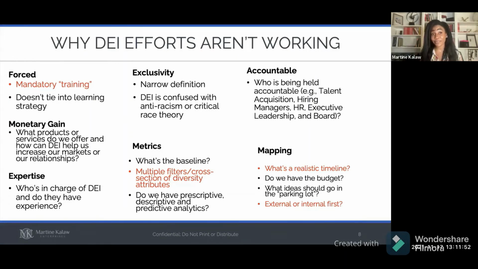And of course, the board, right? So we want to make sure that we know what the board is thinking, we understand what their direction is, and we're able to follow up with our board of trustees. And then lastly, mapping, right? What's a realistic timeline? I worked with one organization where they literally came up with 25 things that they wanted to do around DEI in 1 year. And I was like, no, you guys, this is not realistic.